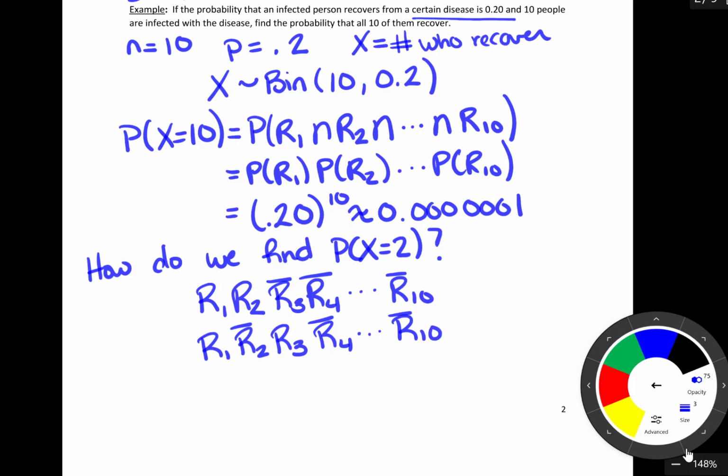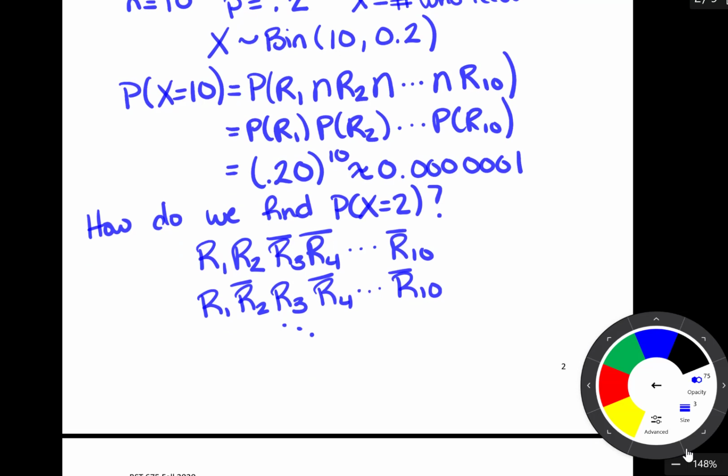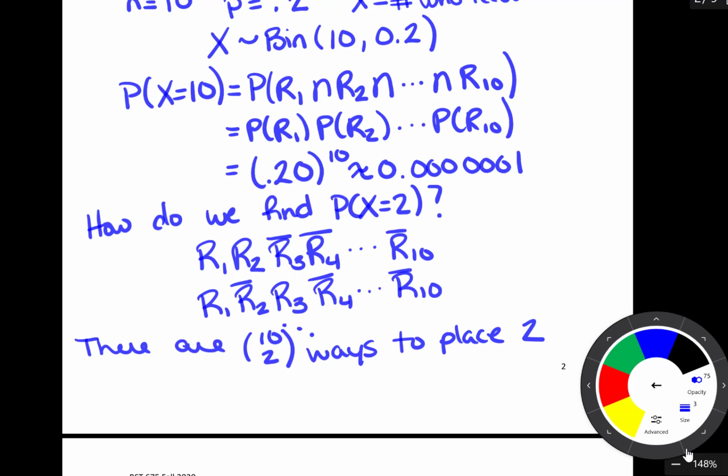And I could keep on going in this fashion, finding all the ways that 2 out of the 10 people recovered. In other words, I could say there are 10 choose 2 ways to place 2 recoveries.